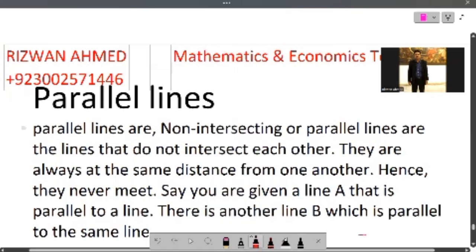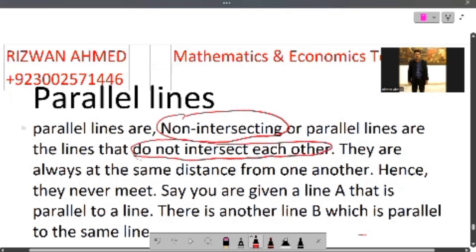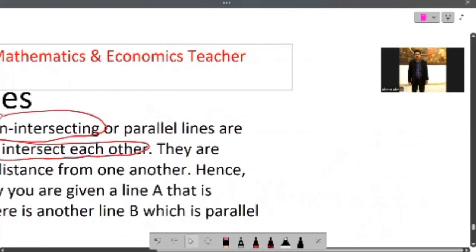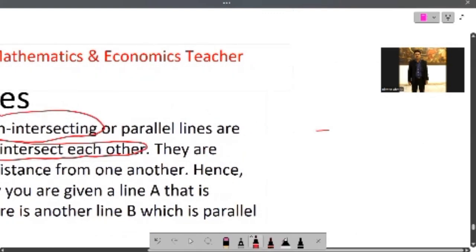How do we recognize that lines are parallel? First of all, parallel lines are non-intersecting lines, or you can say they never intersect each other. For example, if you look at your copy or notebook, there are lines which are parallel to each other. This is the first property: these two lines never meet each other.